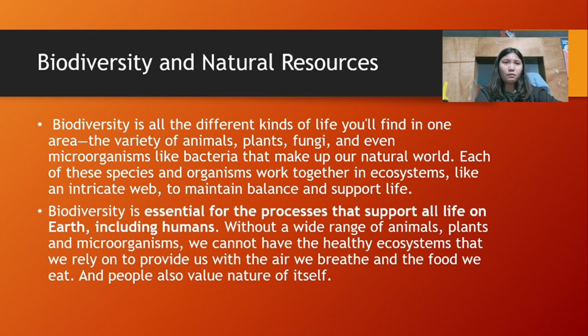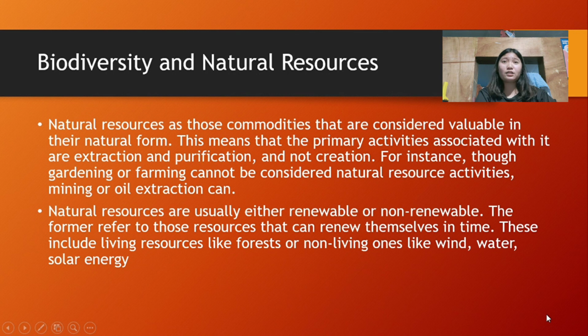Without a wide range of animals, plants, and microorganisms, we cannot have the healthy ecosystems that we rely on to provide us with the air we breathe and the food we eat. And people also value nature for itself. Natural resources are those commodities that are considered valuable in their natural form. This means that the primary activities associated with them are extraction and purification, and not creation. For instance, gardening or farming cannot be considered natural resource activities. Mining or oil extraction can.